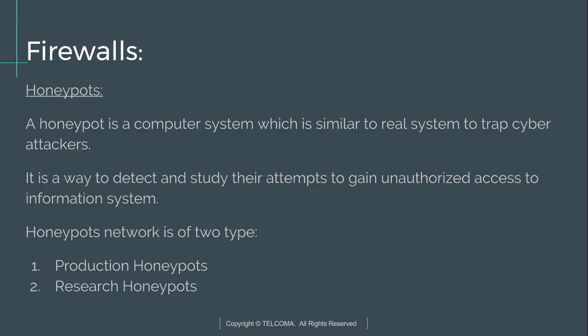So a honeypot network is of two types: production honeypots and research honeypots. In a production honeypot, it captures limited information related to hackers, but it is easy to install. It is placed in the production network with other production servers in the organization to improve their state of security, so that the hackers attack this fake system rather than the real system.